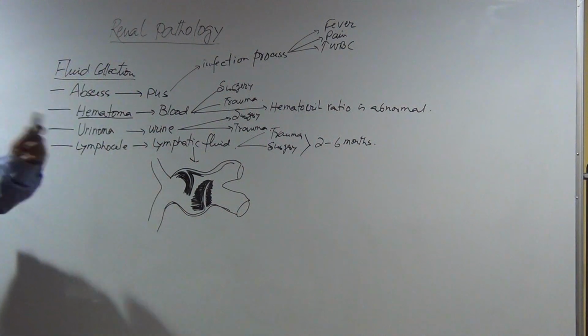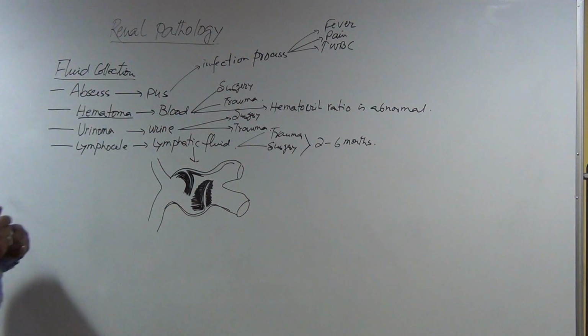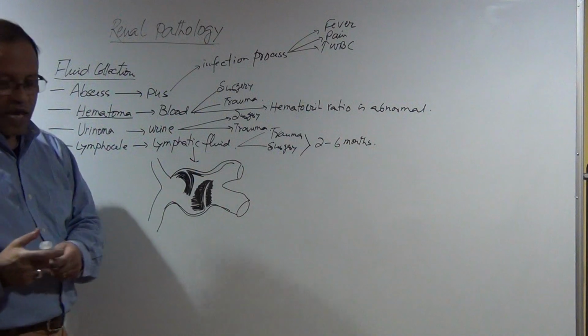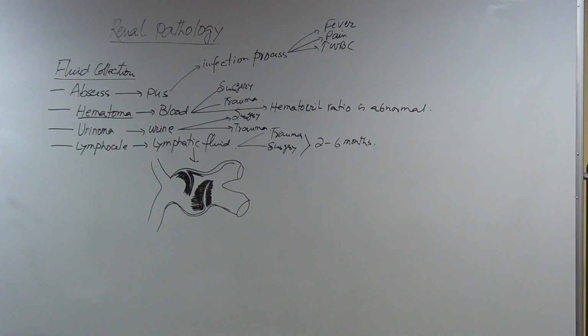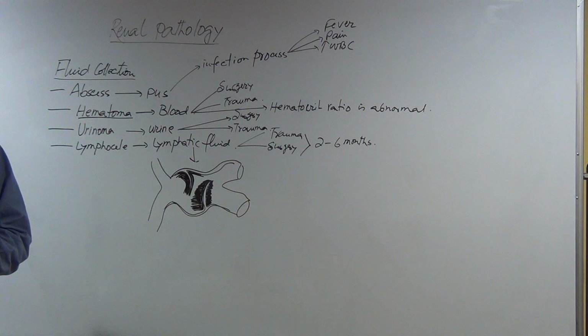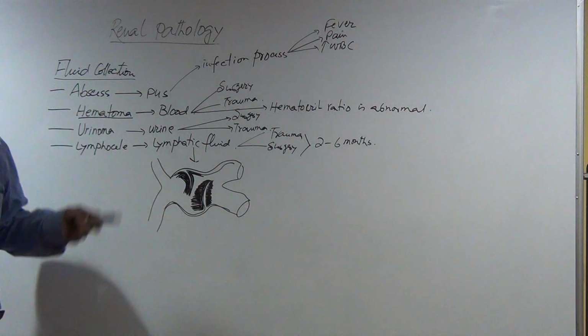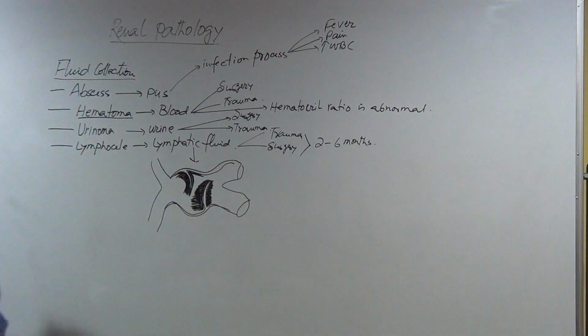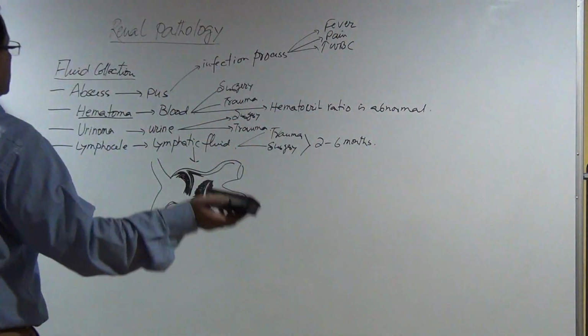Okay, they will ask a question. They will give you a history. There is an anechoic fluid collection posterior to the kidney. Patient has had a recent surgery. How can you differentiate them from each other? Okay, so now next.